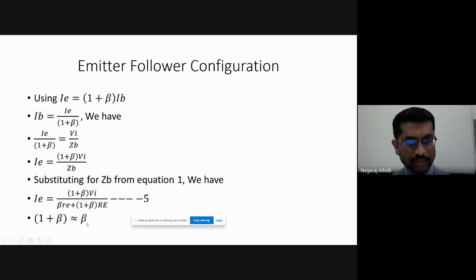1 plus beta is approximately equal to beta. Agree with me? 1 plus beta is approximately equal to beta because beta is larger than 1. So wherever it is 1 plus beta, replace it by beta. Therefore, what we get here is Ie equal to beta Vi divided by beta re plus beta into capital Re. That is our next equation.